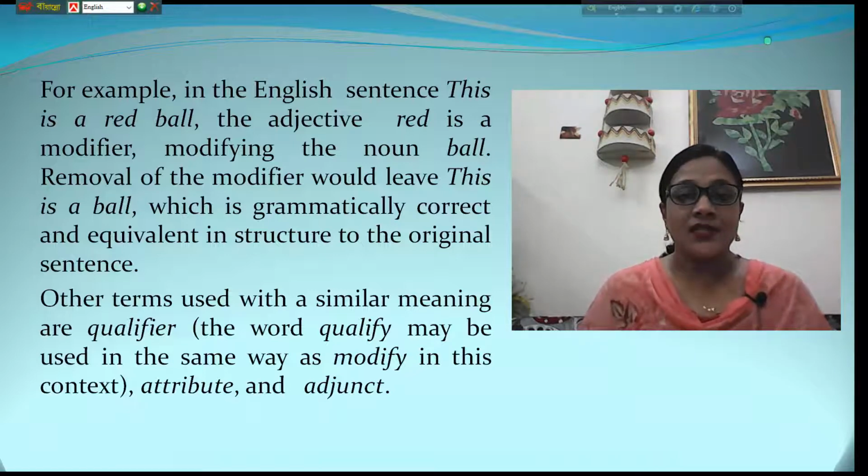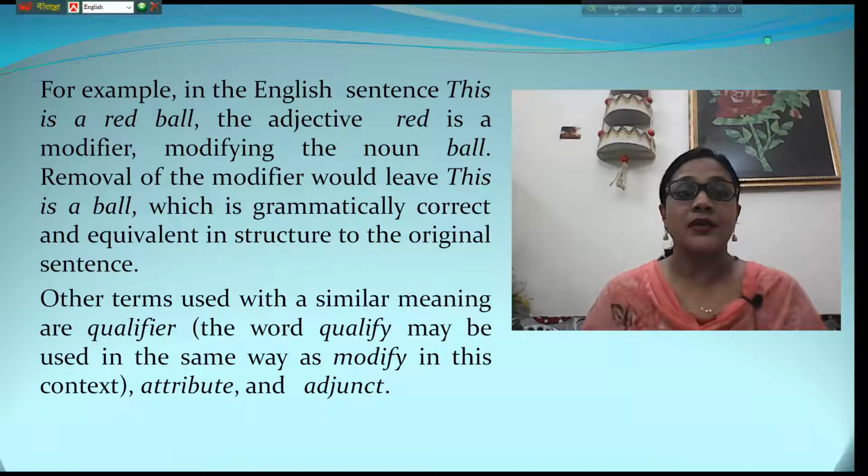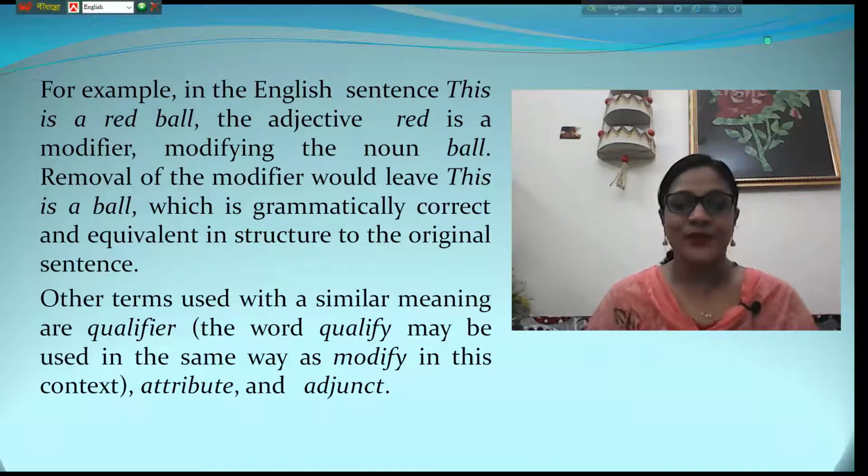Here we see a sentence, this is a red ball. Here red is an adjective that modifies the noun ball. But if we remove the adjective red, the sentence then will be this is a ball. It will be a correct sentence also.